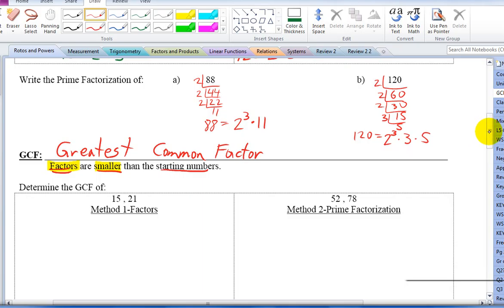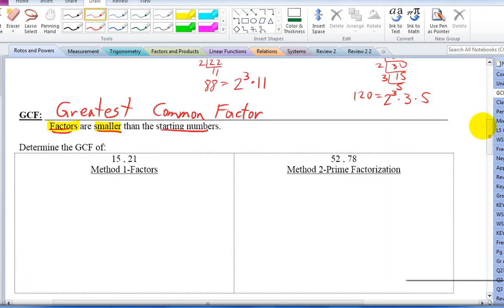So, old school method, 15 and 21. Let me show you two. First of all, we're going to do the factors. I really like this method, 15 and 21. What number can you divide them both by? 3. Divide by 3, and you get 5 and 7. Can you divide 5 and 7 by the same number? No. So there's no more common factors. So your GCF is very simply 3.